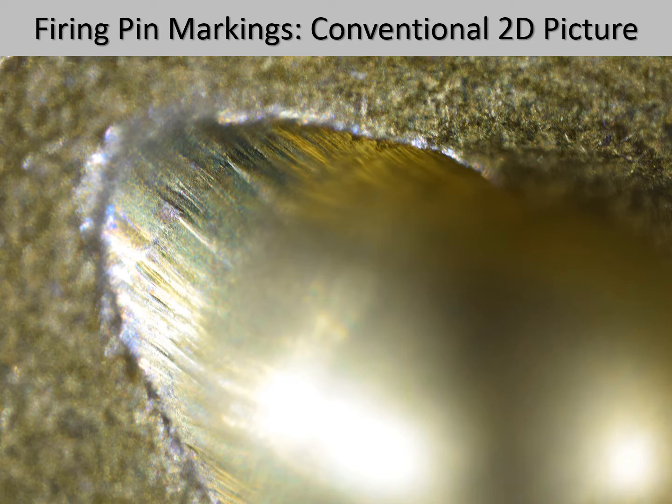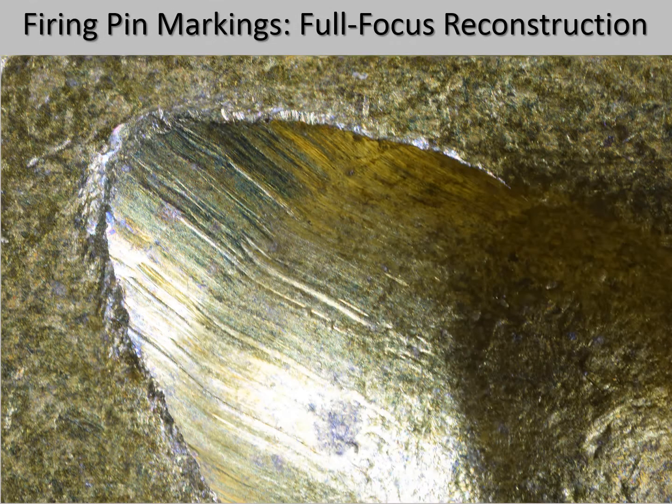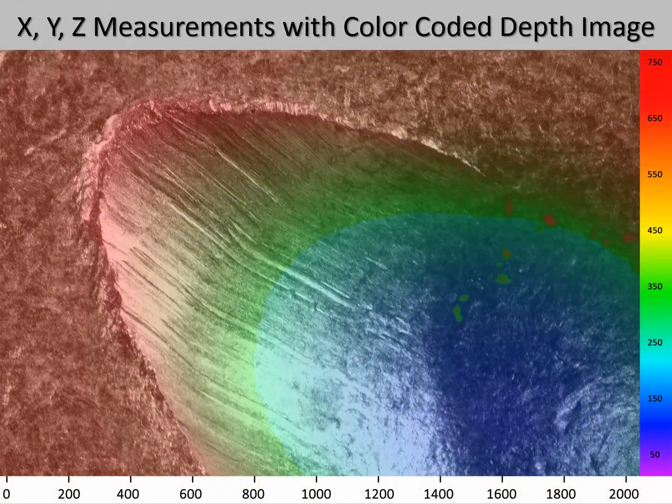Here is a closer two-dimensional view of the firing pin markings. You can see that only a small portion of the markings are seen in focus. Now with the Edge 3D microscope, you can see a full focus reconstruction of the markings throughout the entire depth of the specimen. Now with the addition of the color information, the unique signature of this firing pin can be quantified.